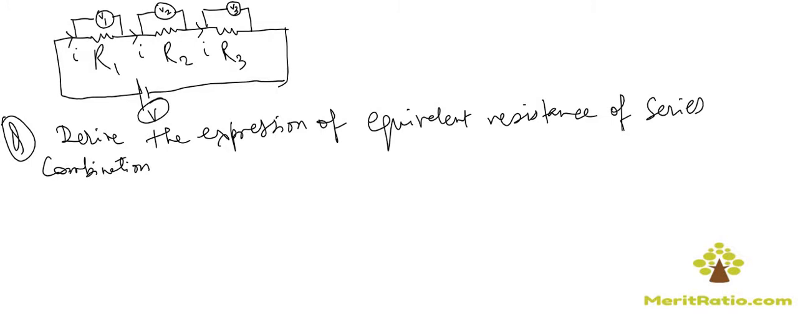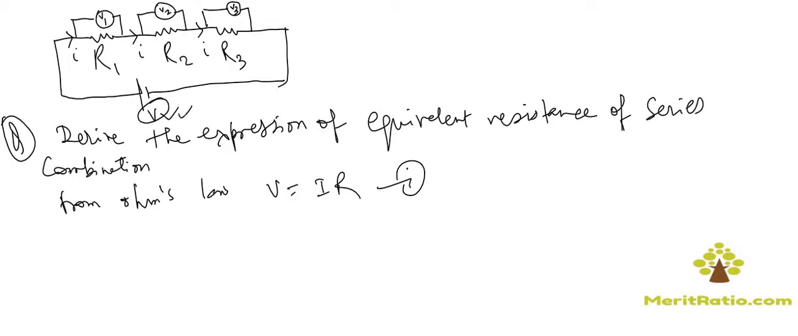So we can write, what is distributed? Potential is distributed. So from Ohm's law, we can write V is equal to IR. And what is distributed? V is distributed into V1, V2 and V3. So we can write from figure V is equal to V1 plus V2 plus V3.